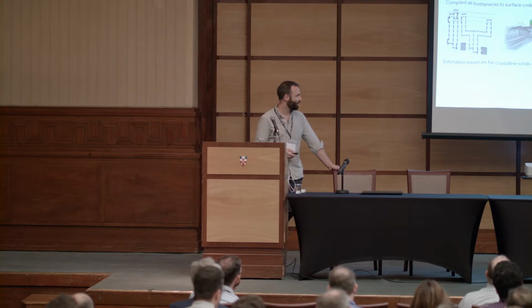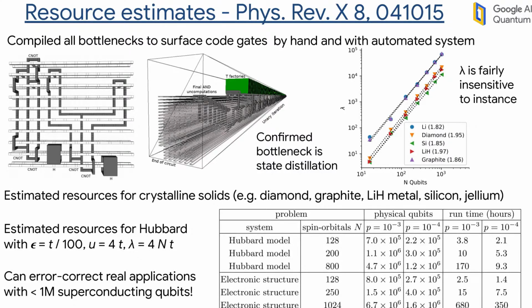And we looked at estimating the resources for some specific systems we thought would be interesting, some different unit cells of crystalline solids like diamond and graphite, LiH metal. And something that's really nice about these LCU methods is it turns out that the only way that the specific instances change the cost beyond just the size is through this lambda parameter, which is somewhat insensitive to the particular instance. Which differs a lot from, say, Trotter methods, as I'll mention in a moment. And so we also looked at using these algorithms for simulating the Hubbard model, which is a lattice model often used to understand superconductivity that a lot of people study. And so here are some numbers. Basically, we're looking at different instances of the Hubbard model and electronic structure here.